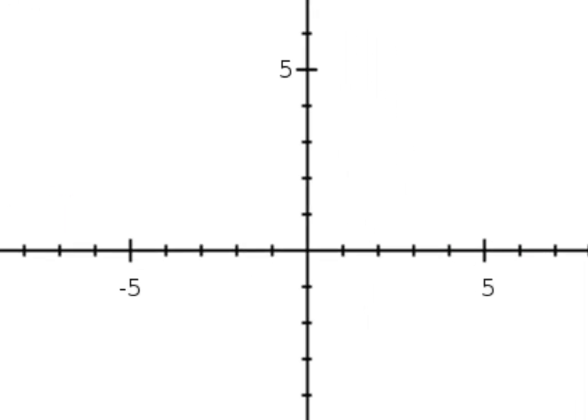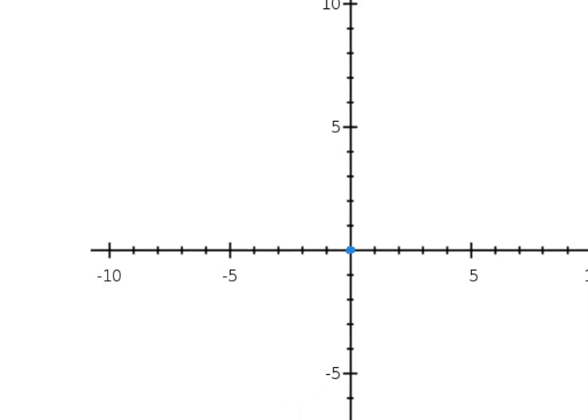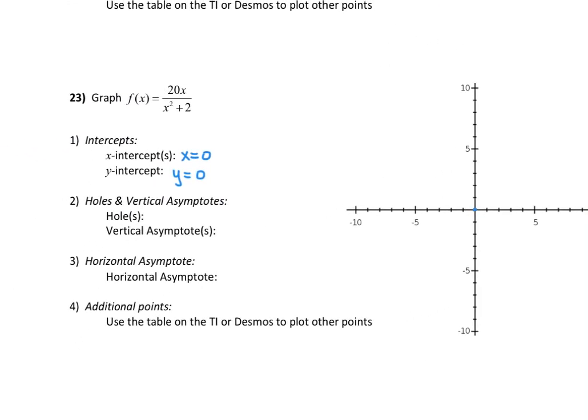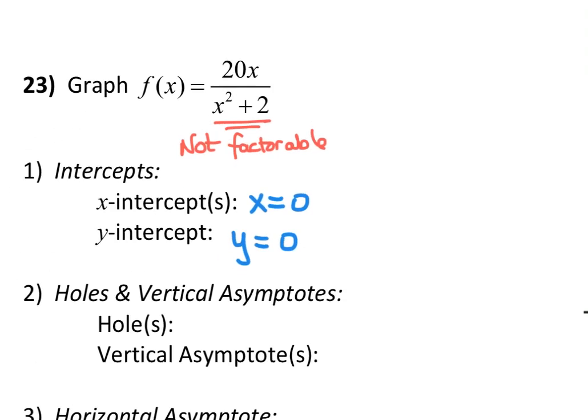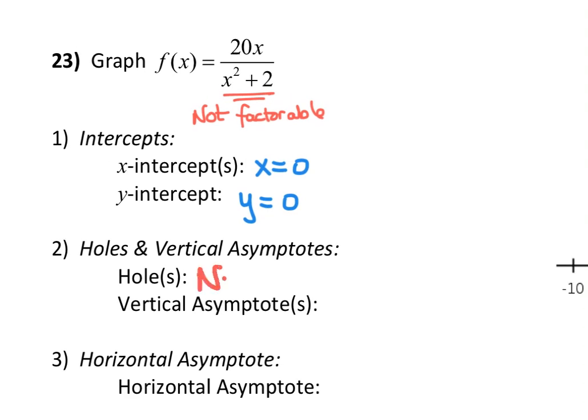So I'm just going to put a point there, and you can see by looking at the graph that there's no other x or y-intercepts. Now, the bottom is not factorable. And so there's no holes and there's no vertical asymptotes, because nothing can be substituted into x squared that would make the denominator 0 because you're adding to x squared. And even if you substitute in a negative number, it'll become positive when you square it. So there's nothing that will make the denominator 0.